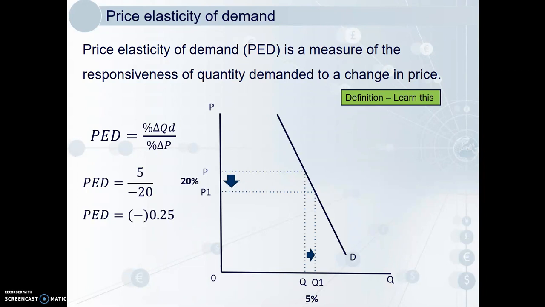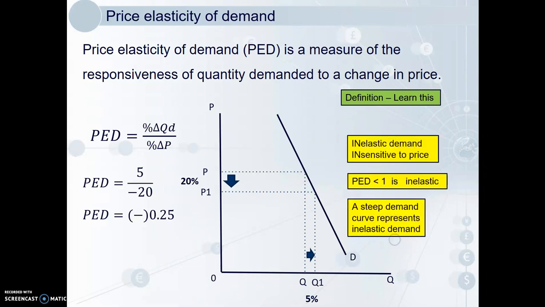Therefore, we can ignore the sign as it really has no significance. Now this value of 0.25 represents inelastic demand. The change in QD is less than proportionally responsive to the change in price. Inelastic demand means it's insensitive to price. A value of less than 1 means demand is inelastic, as generally does the steep slope of the demand curve.